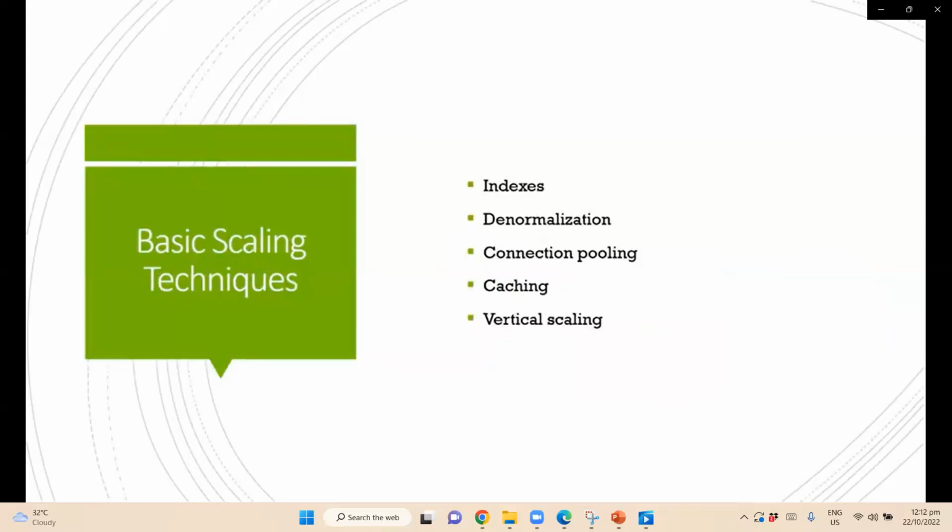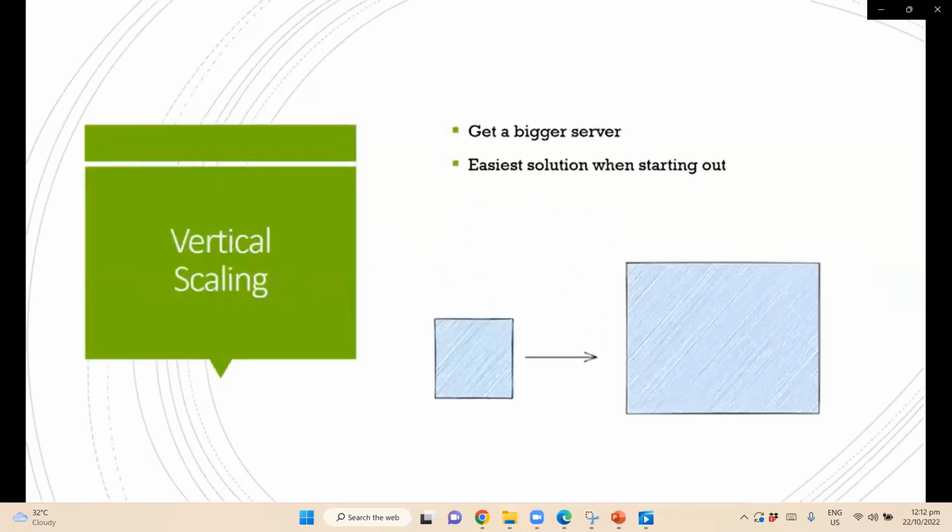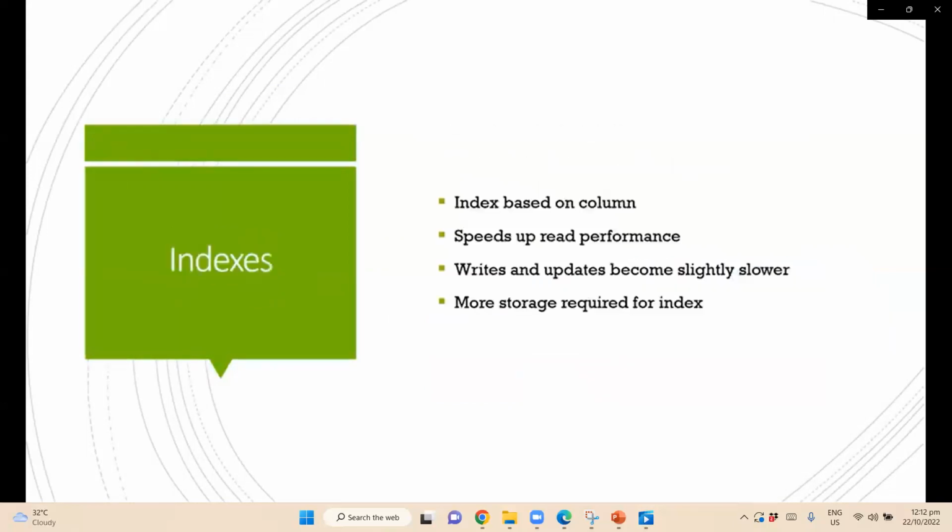So these are the simplest ways to start off when trying to improve the performance of your database, and I'll just go over them one by one. So the easiest is obviously vertical scaling. You don't have to change anything, you literally just move your database to a bigger server so that it has a faster processor or more memory.